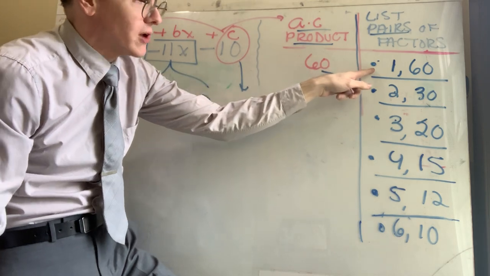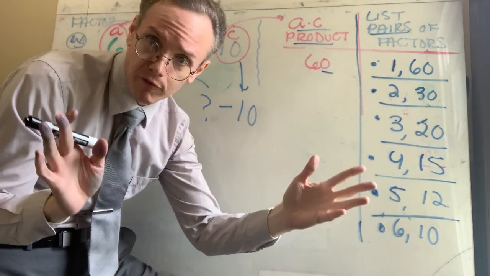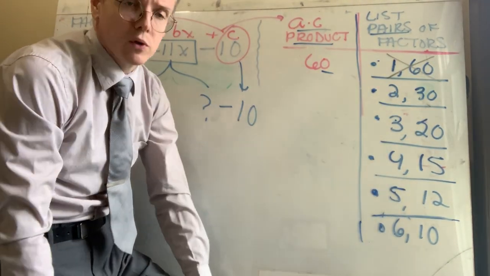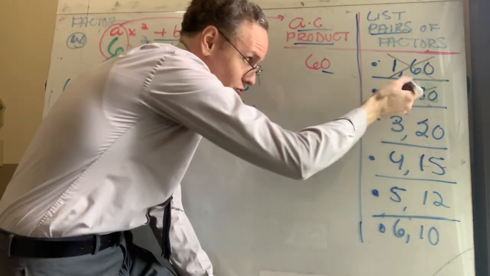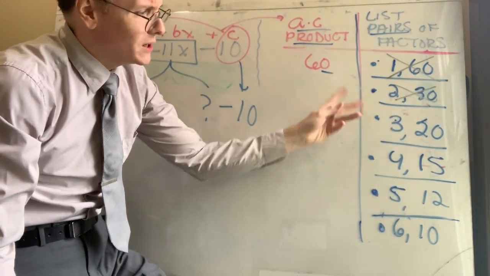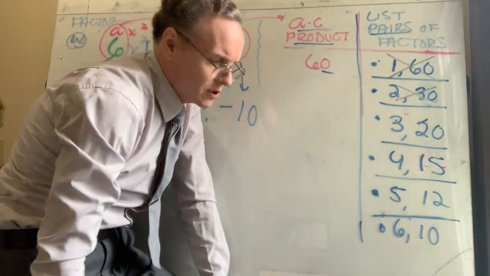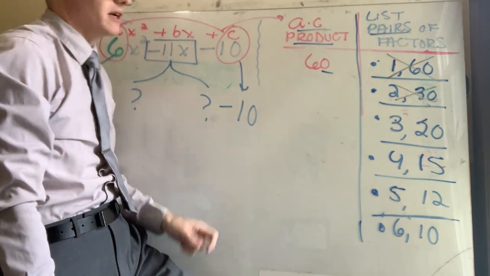If you added or subtracted 1 and 60, would you get 11? Way off, right? So you eliminate that. If you added 2 and 30, would you get 11? No, they're way off, right? That'd be 32, and if you subtracted them, 28. When you get a little bit closer, then you should be a little bit more careful. If you added 3 and 20, you get 23. If you subtracted them, you get 17, not 11.